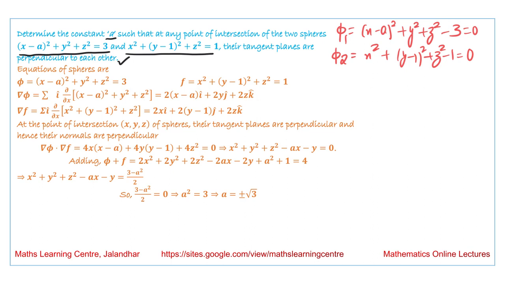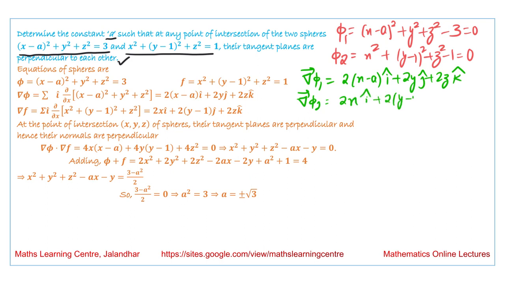So if we calculate the gradient of both of these, we obtain the gradient of phi 1. When you solve this, you will obtain 2(x minus a) I cap plus 2y j cap plus 2z k cap, and the gradient of phi 2 we have is 2x I cap plus 2 into (y minus 1) times j cap plus 2z times k cap.